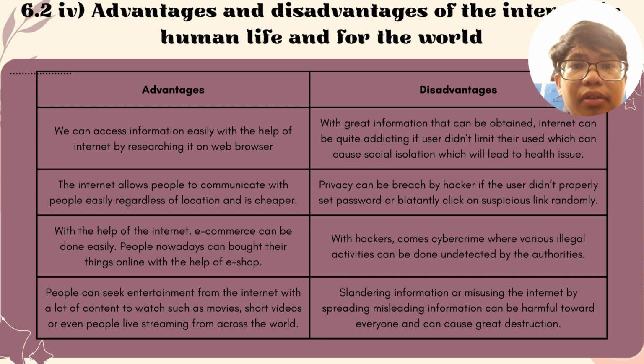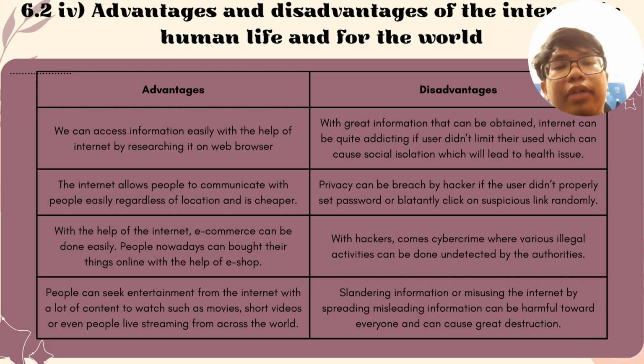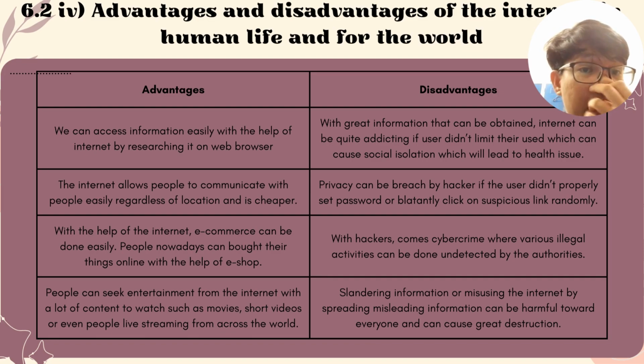The disadvantages of the internet. First, it is addictive to people, which could lead to social isolation and health issues. Second, the privacy of a user can be breached by hackers if the user didn't properly set a password or clicks on a suspicious link. Next, hackers can do illegal things that can go undetected by authorities. Lastly, sending information to cause harm toward people can cause great destruction.